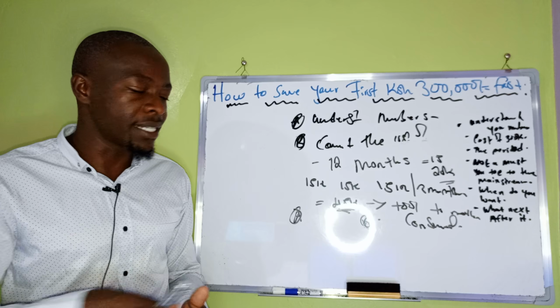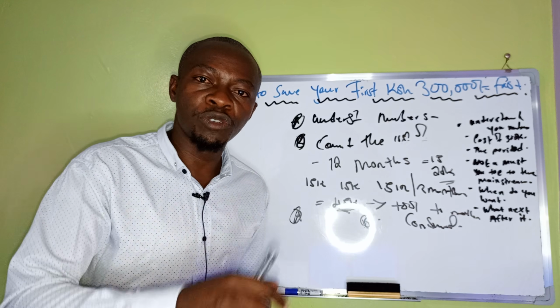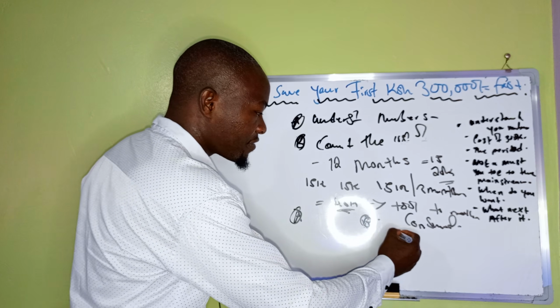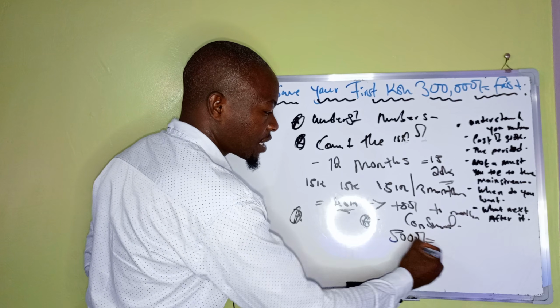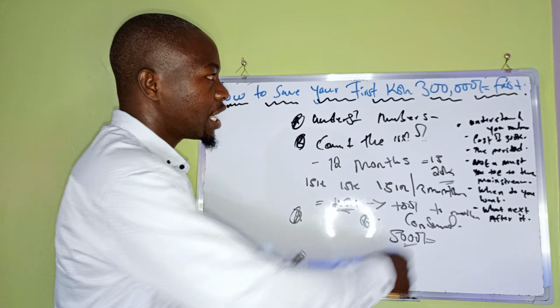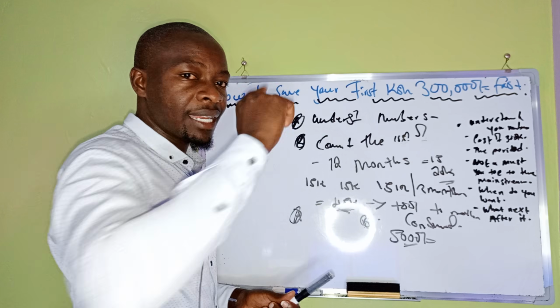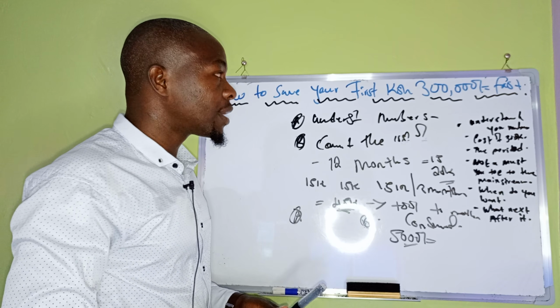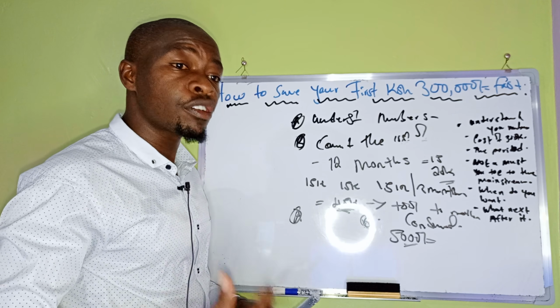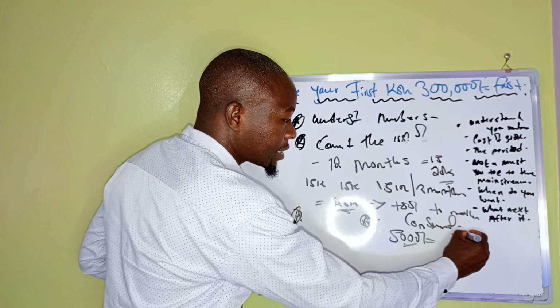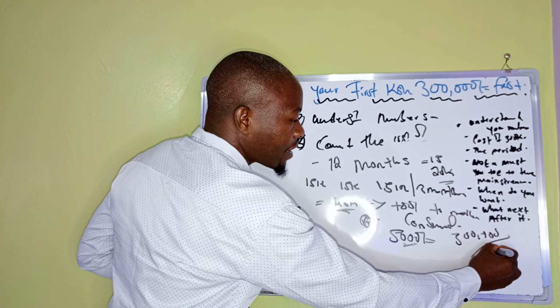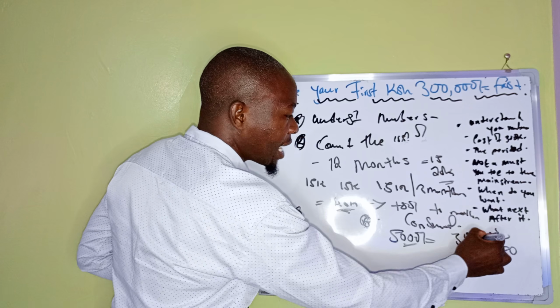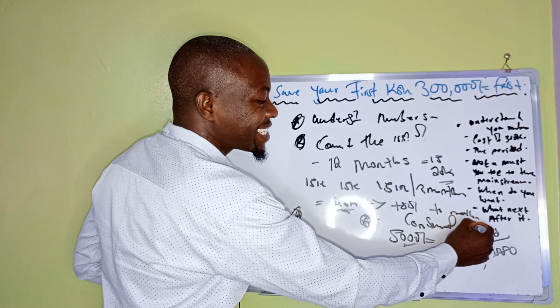The reason why I'm saying this, for example, say this video is being watched by somebody who is managing to save 5K per month. Let's say you're saving only 5,000 per month. If you're saving this amount of money and your target is 300,000, you can tell me how long it will take you. It will take you several months before you do that. We can calculate it. 300,000 divided by 5,000, okay? That's going to take you like 60 months.